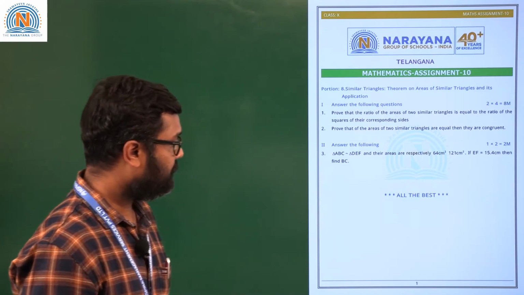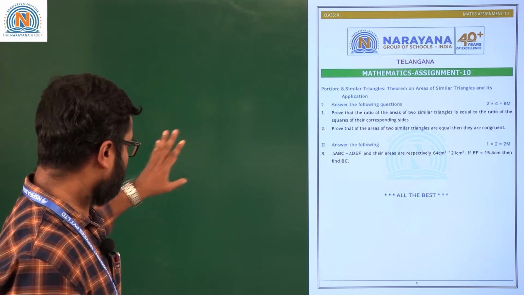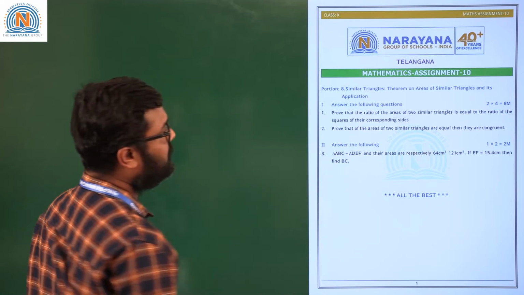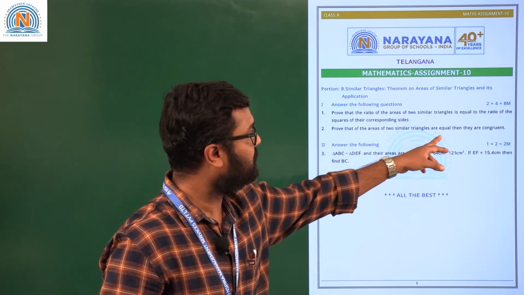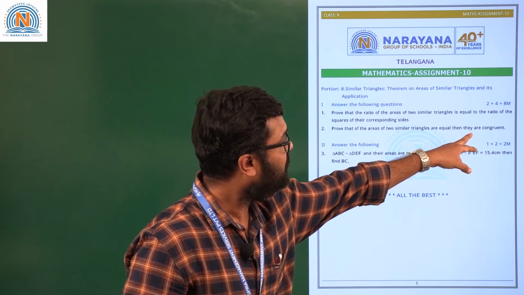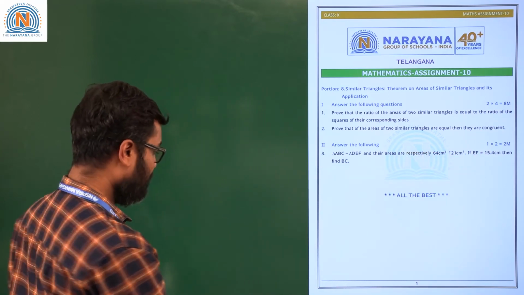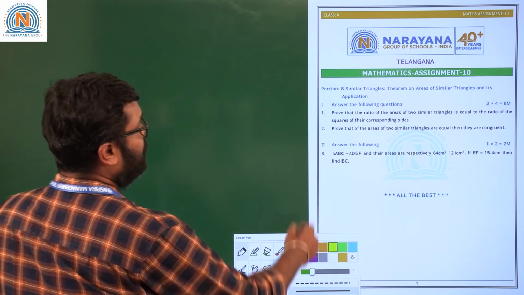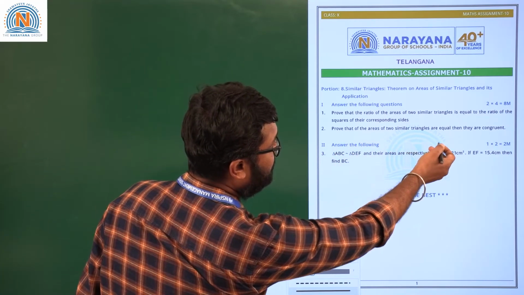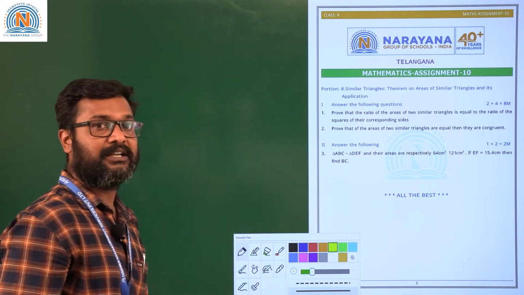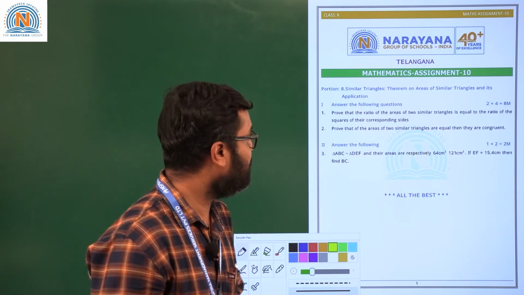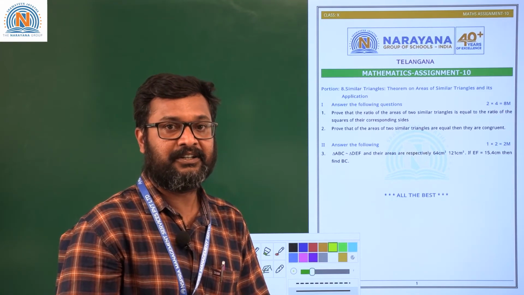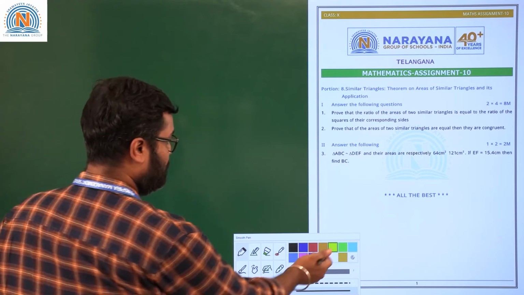See here, children. So second question is what, children, here? That is, prove that if the areas of two similar triangles are equal, then they are congruent to each other. So here, the areas of two similar triangles are equal, then they are congruent to each other. We need to prove that if two similar triangles have equal areas, then they are congruent to each other. So let's prove that one, children.